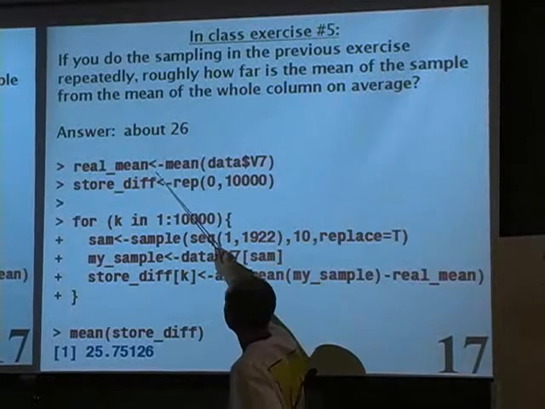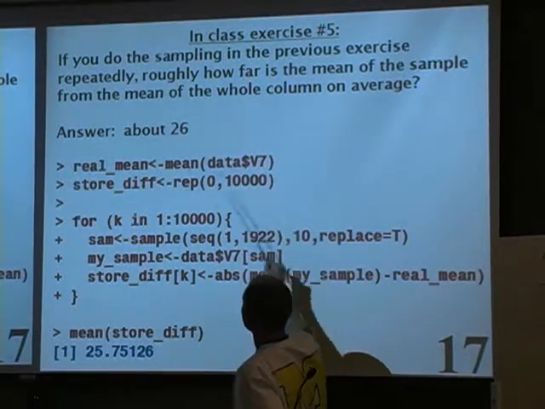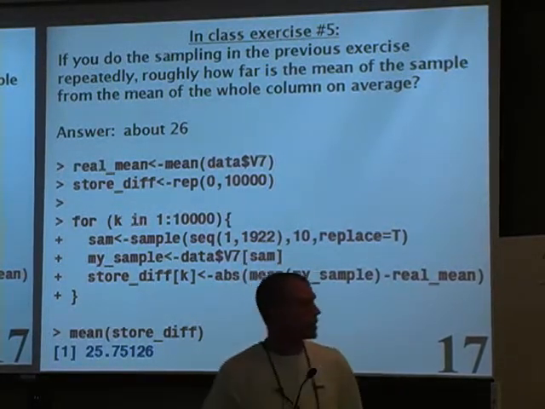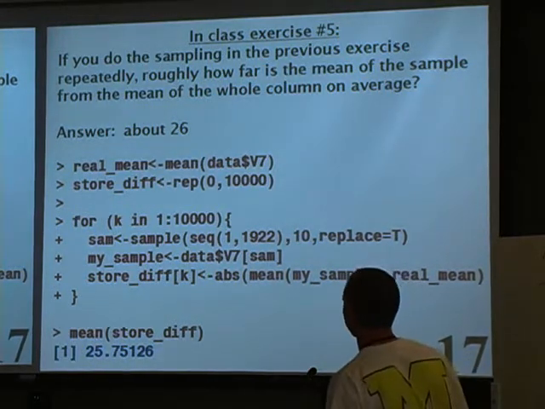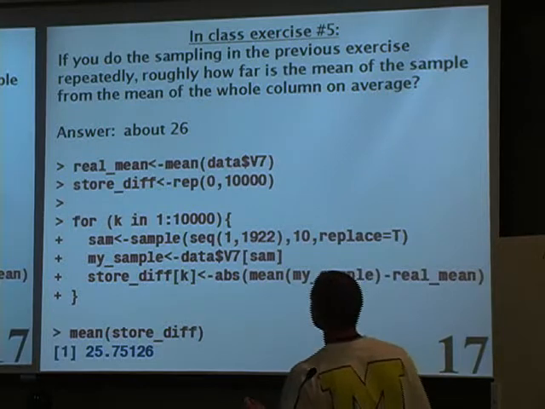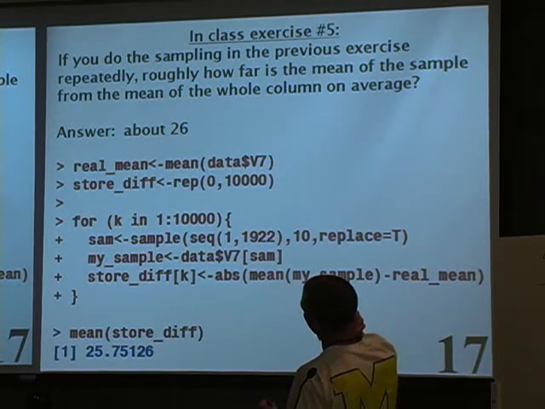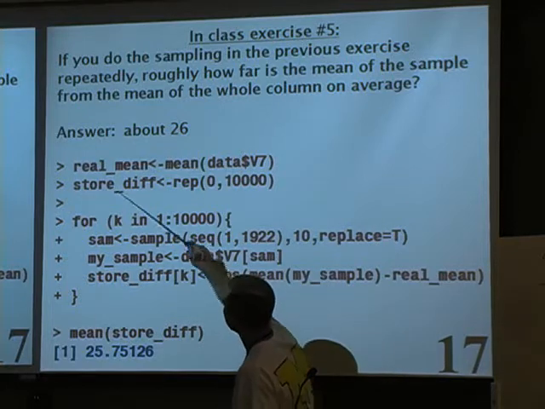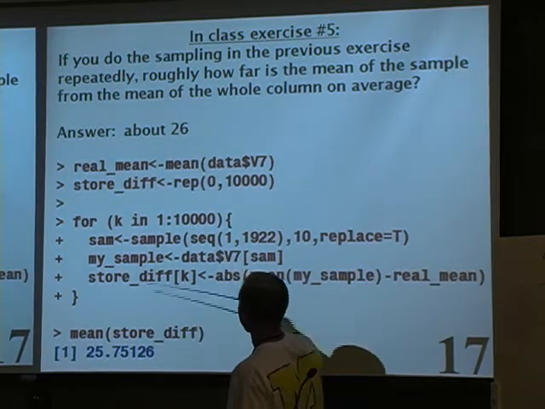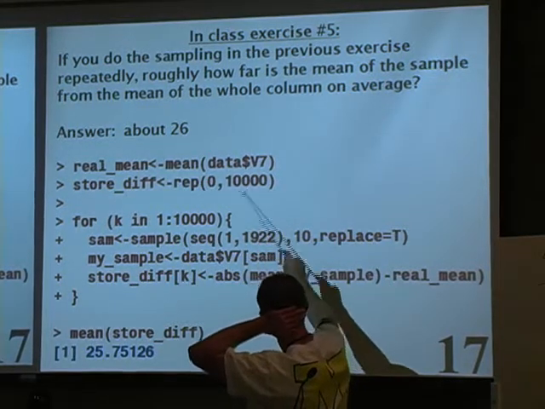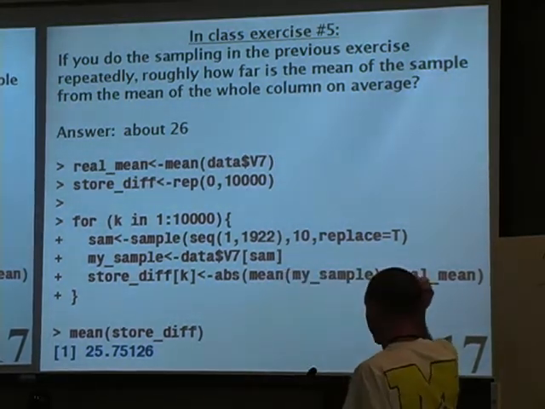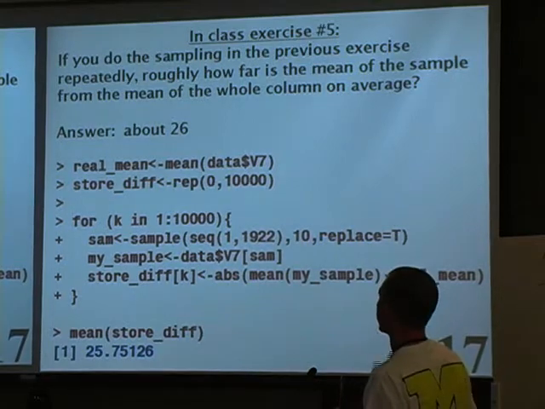So real mean, store as the mean of the 7th column. This real mean object is basically going to be about 300, that 299 point whatever it was. Now, I like to initialize variables in R, which you don't really need to do, but I've gotten in the habit of it. So I'm going to store the differences in this vector, and I'm going to go through this loop 10,000 times. So I just create a vector of 10,000 zeros, and I'm going to put the differences in there.